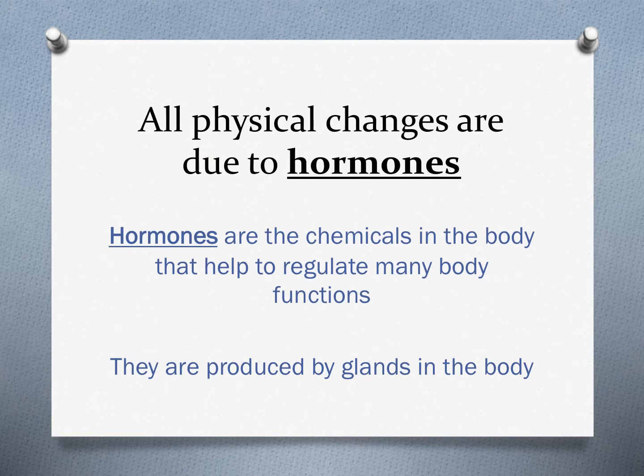As I alluded to before, all of these physical changes are due to hormones. And hormones are the chemicals in the body that help regulate many of our bodily functions. They are also produced by glands in the body. So the two glands that we're going to be talking about the most in this unit are the testicles or the ovaries. So that's the male reproductive gland and the female reproductive gland.